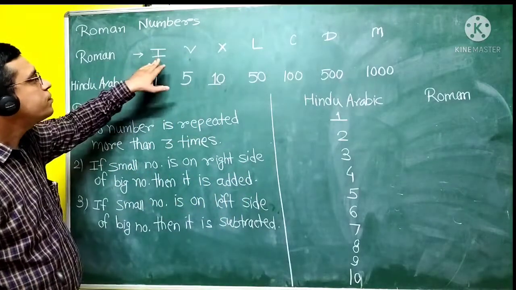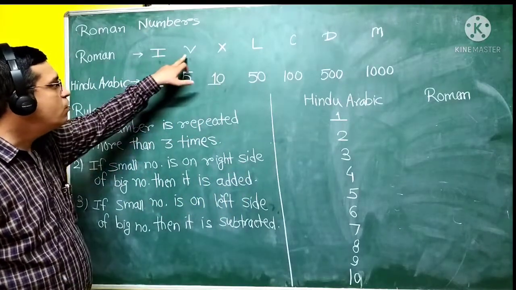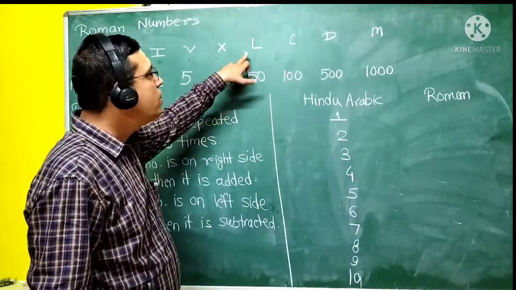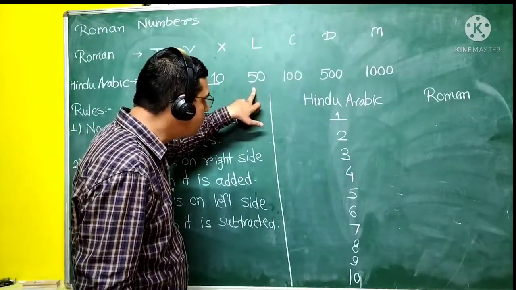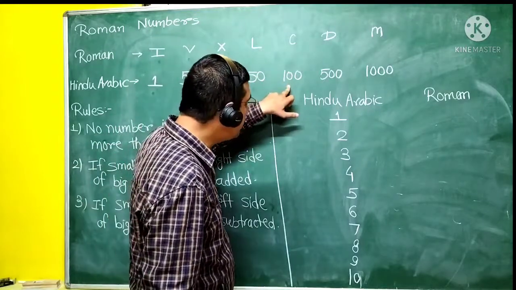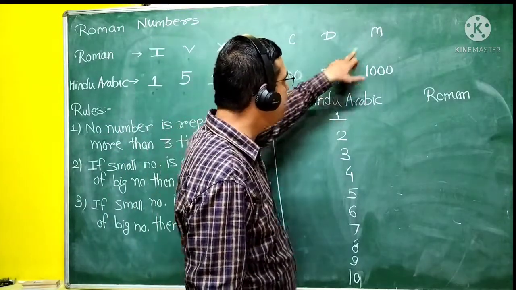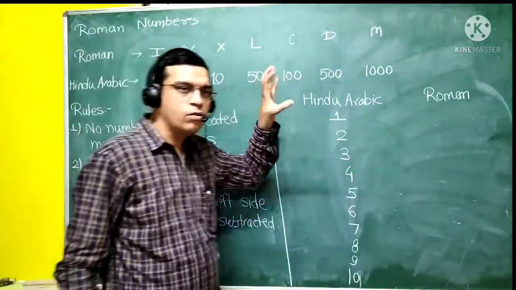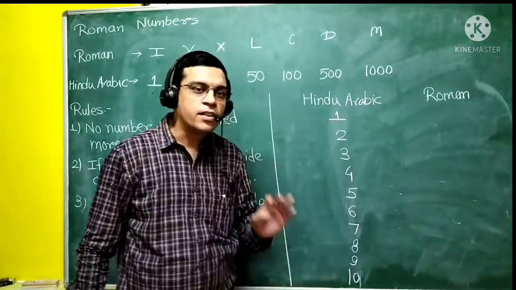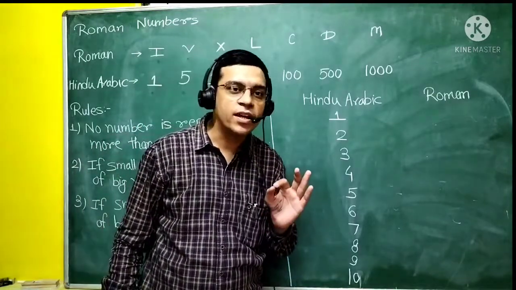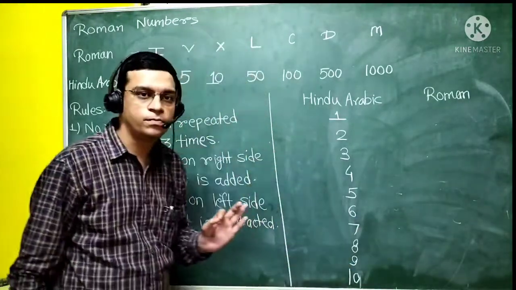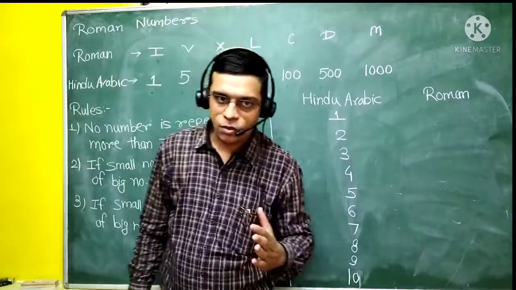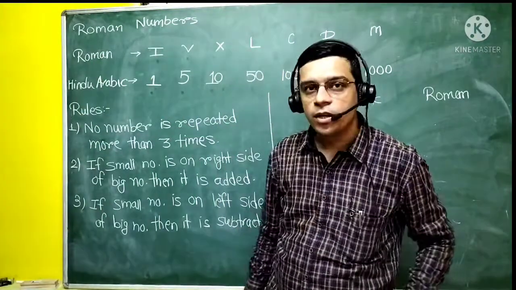So this is I, V is written as 5, X is written as 10, L is written as 50, C is written as 100, D is written as 500 and M is written as 1000. So इतना अगर आपको याद रहेगा 1 से लेकर के 1000 तक, then I guarantee you कि आप कोई भी रोमन नंबर गलत नहीं लिखोगे आज की क्लास attend करने के बाद. Okay, so let's start. So there are certain rules which we have to follow while writing Roman numbers.